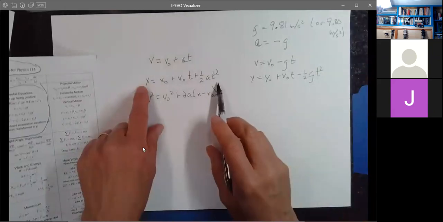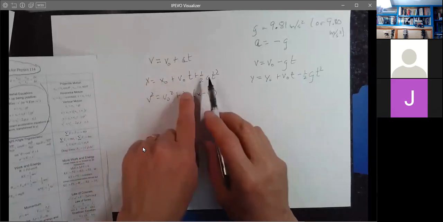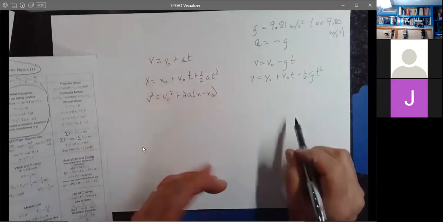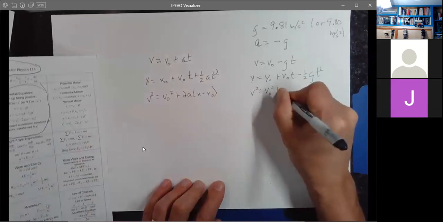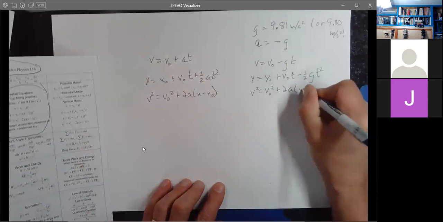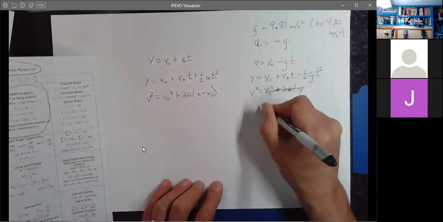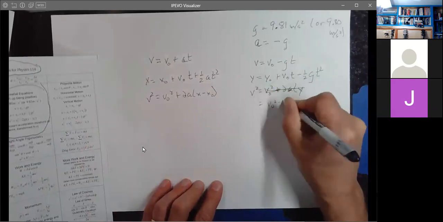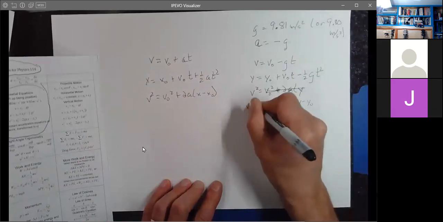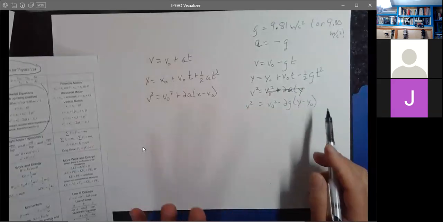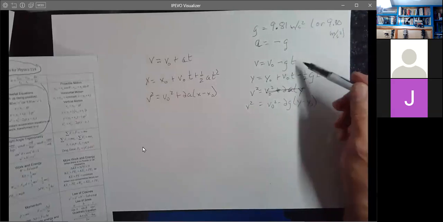So the only difference from this one to this one is I changed x to y and x naught to y naught and a to minus g. And so that's all that happens. v squared equals v naught squared plus 2a times y minus... I was copying that equation down. Forget this. It'll be v naught squared minus 2 times g times y minus y naught. So that's what v squared is going to equal. Okay, now all the problems we're going to do today, I'm going to use these equations to solve them.